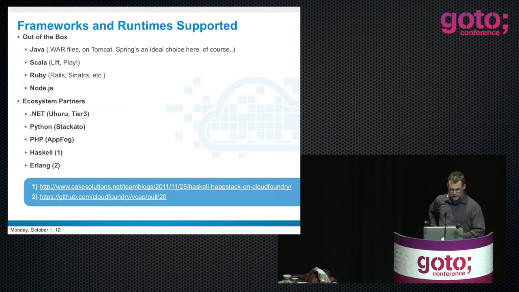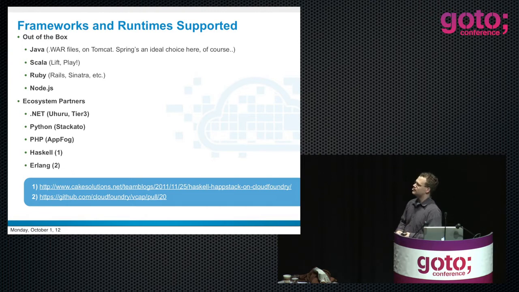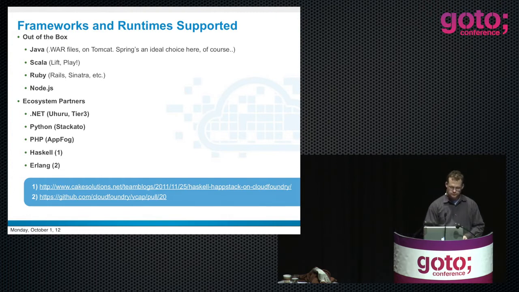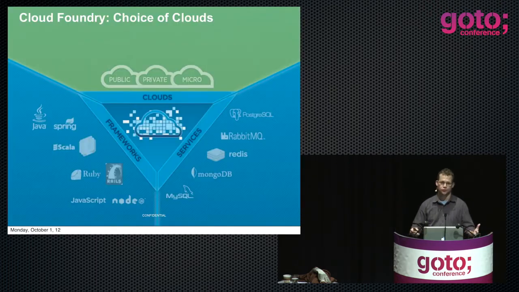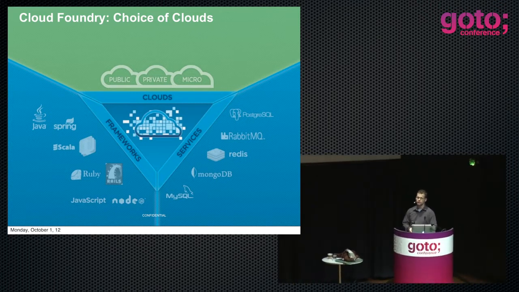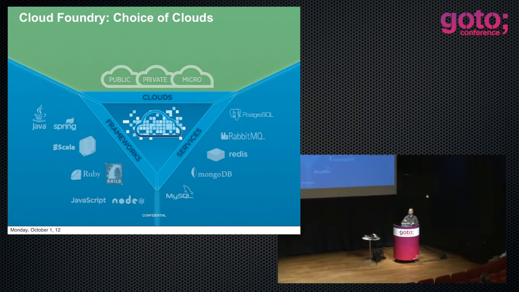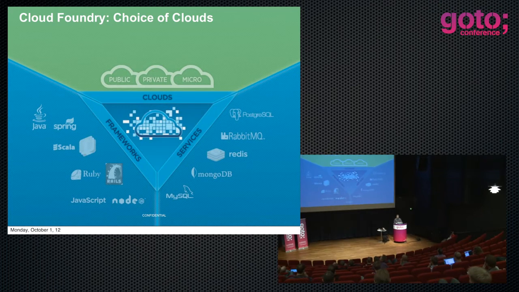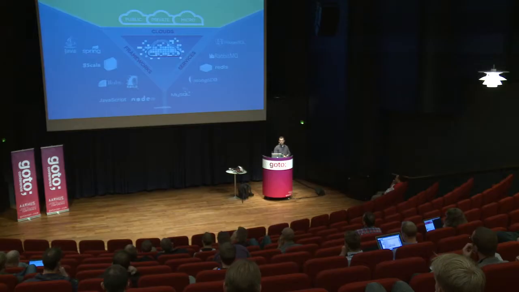We've also got, admittedly, more niche enthusiast ports of support, for example, for Haskell and Erlang. So yeah, lots of choices. And if you don't see what you want on there, there's probably, in all likelihood, an implementation available for you out there somewhere. When we talk about the clouds, we also talk about choice of runtimes, right?